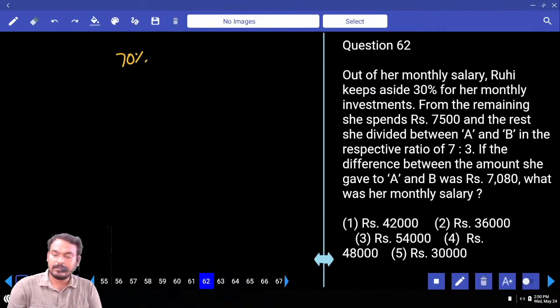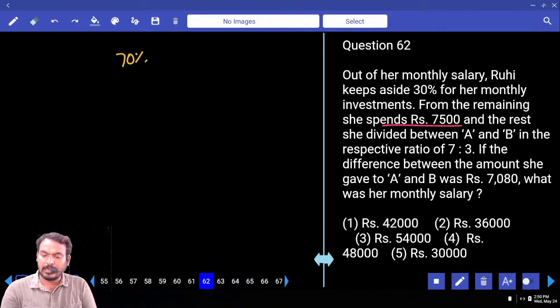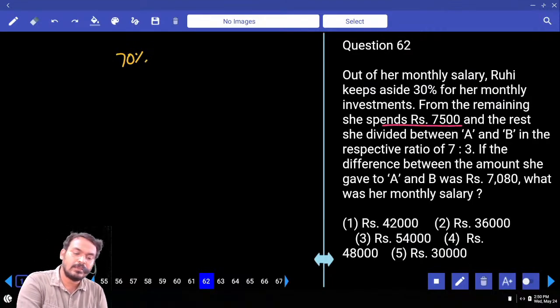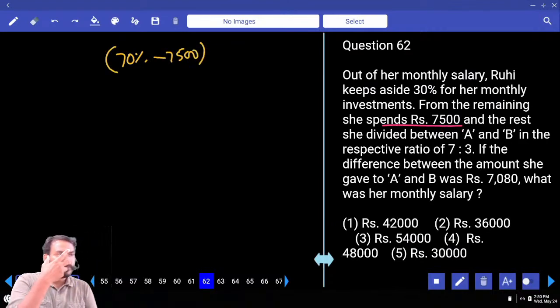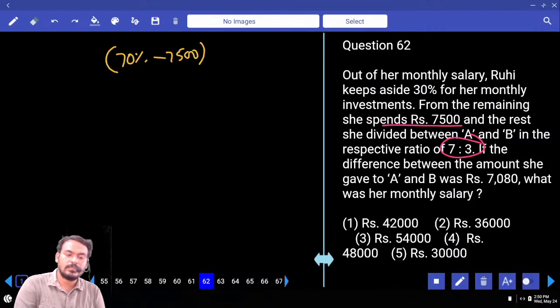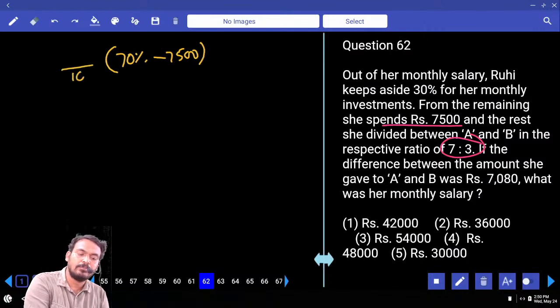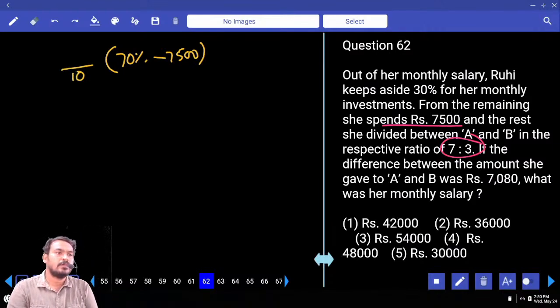70%. In that 70%, 7,500 is spent. What is the remaining? 70% minus 7,500. That is the remaining balance. That is distributed in how many parts? 10 parts. Means divide by 10, we get the one part. A is how many parts? 7. B is 3 parts. Total 10 parts. What is the 10 parts value?